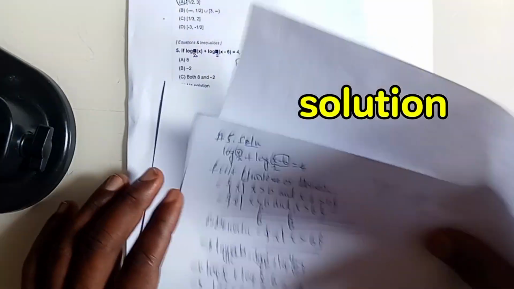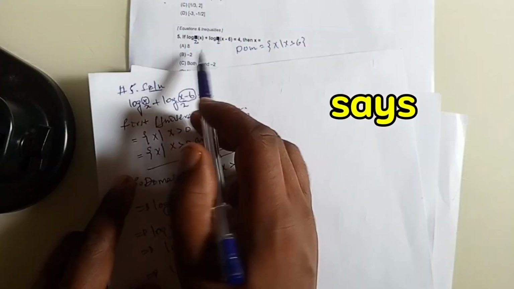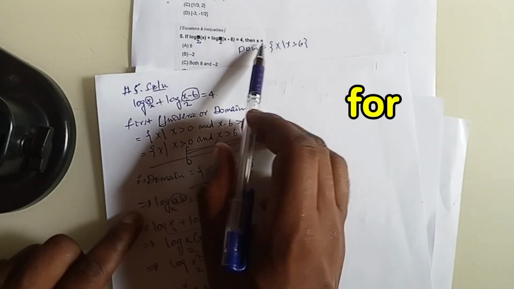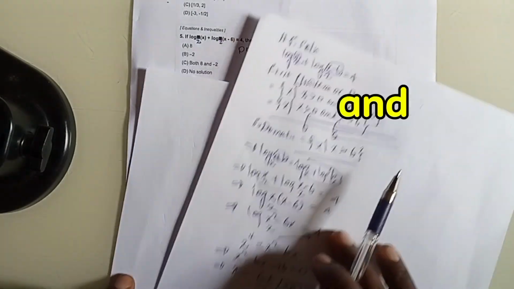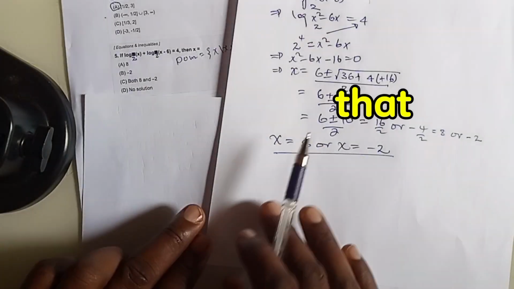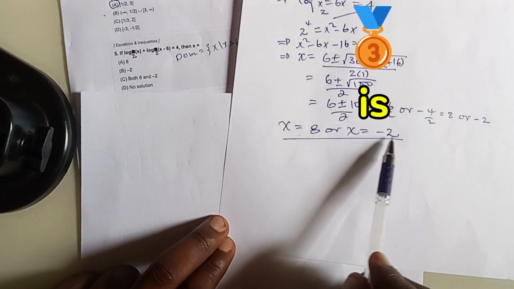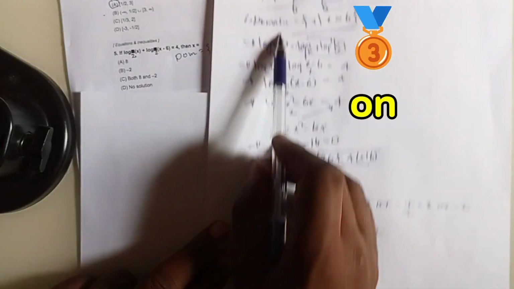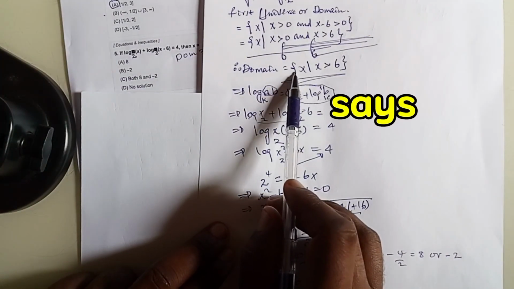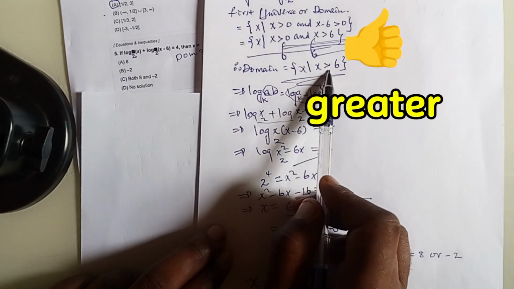It is not yet the solution. The question asks for the solution for the value of x, and we found x is 8 and x is minus 2, but the domain says the set of all x such that x is greater than 6 should be the solution set.